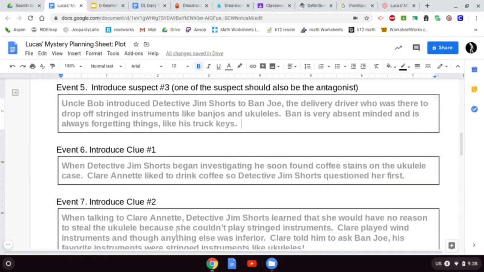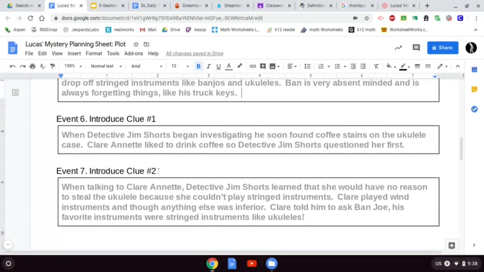Event 6, introduce your clue. First clue: when Detective Jim Shorts began investigating, he soon found coffee stains in the ukulele case. Coffee stains! It could only be Clarinet. Clarinet liked to drink coffee, so Detective Jim Shorts questioned her first.